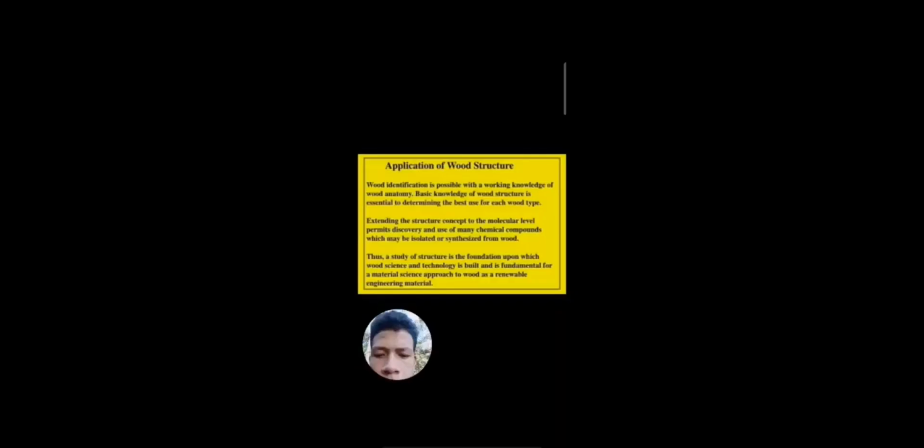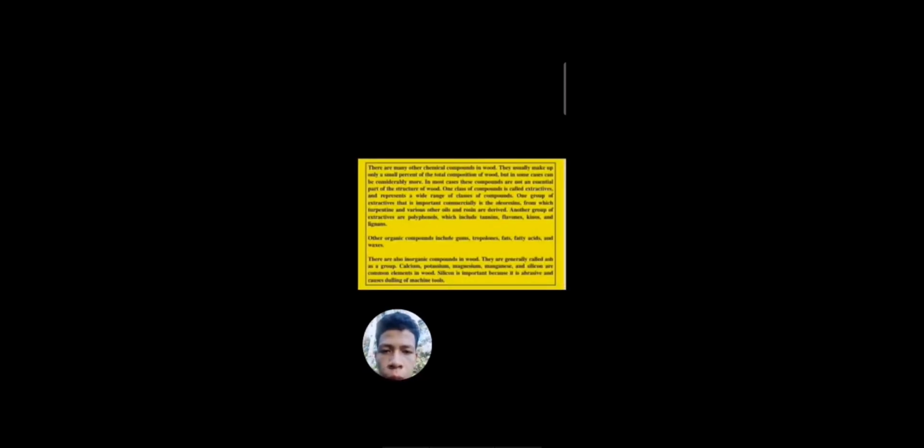Application of wood structure. Wood identification is possible with a working knowledge of wood anatomy. Basic knowledge of wood structure is essential in determining the best use for each wood type. Extending the structure concept to the molecular level permits discovery and use of many chemical compounds which may be isolated or synthesized from wood. Thus, a study of structure is a foundation upon which wood science and technology is built and is fundamental for a material science approach to wood as a renewable engineering material.